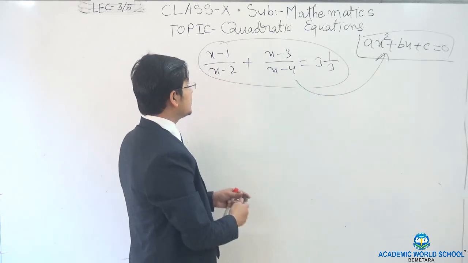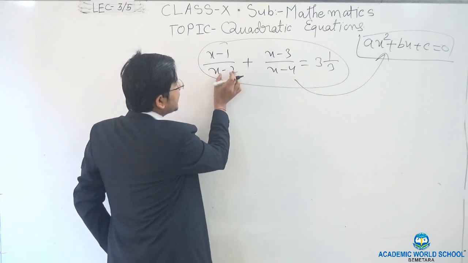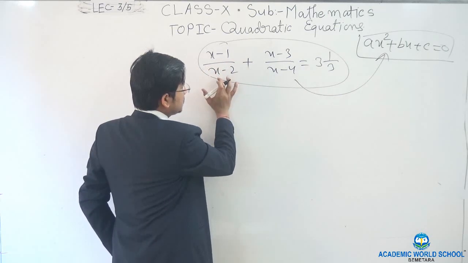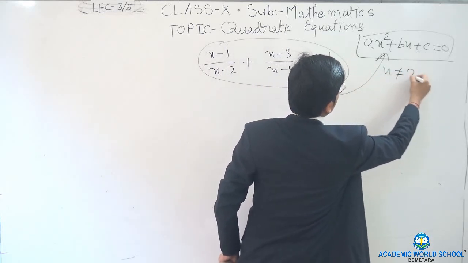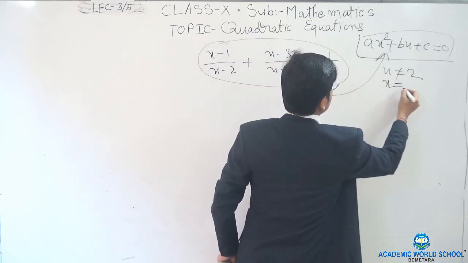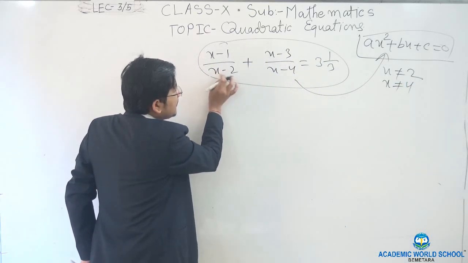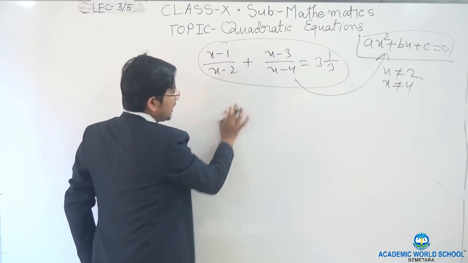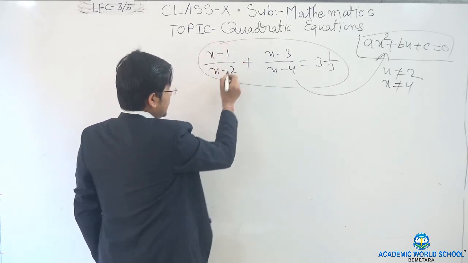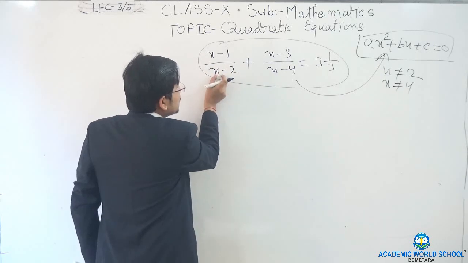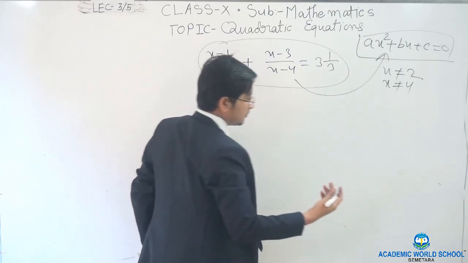And listen, student, the very important thing is that x can never be equal to 2, and x can never be equal to 4 in this question. Why am I saying so? Because if x is 2, then 2 minus 2 will be 0, and the term will not be defined. So x should never be 2, and x should never be 4.